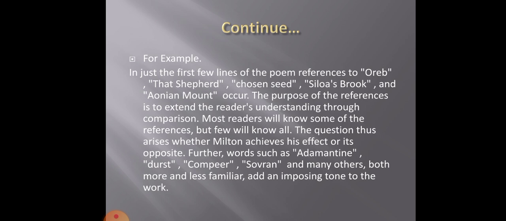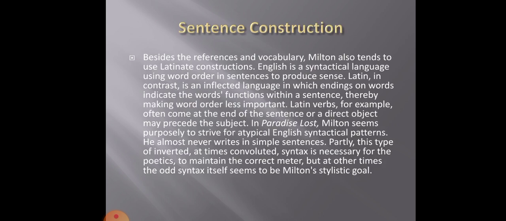Further, words such as adamantine, dust, compere, sovereign, and many others, both more and less familiar, add an imposing tone to the work. So that is sound imagery there. In fact, I told you when Milton was writing this poem, he was blind, and you can see bombastic words. Bombastic imagery is there that is touching your ears, because he couldn't see, he could hear.